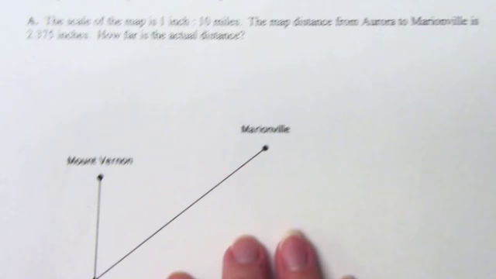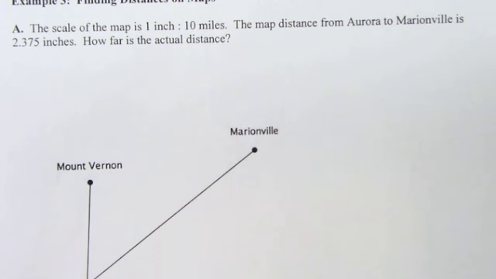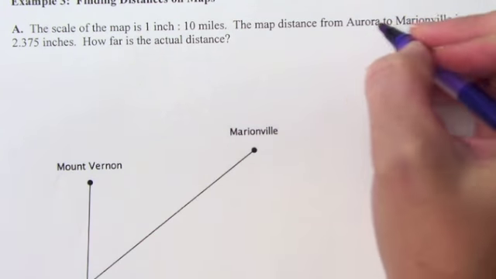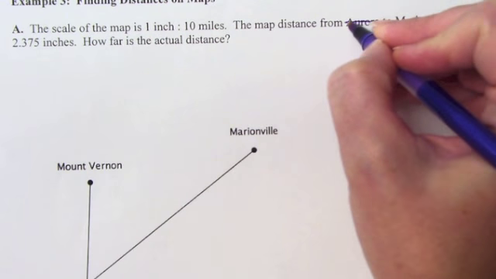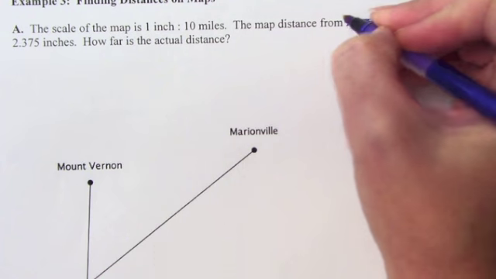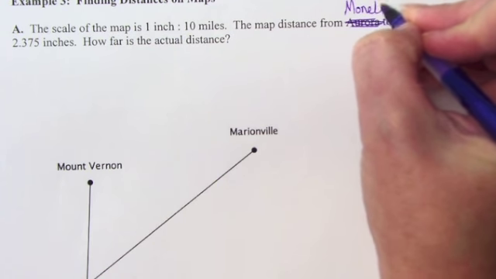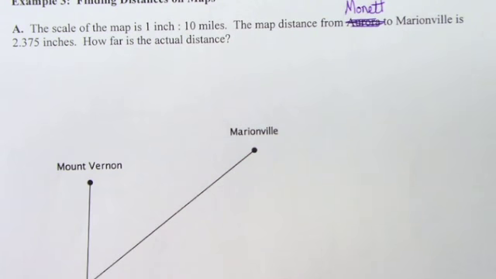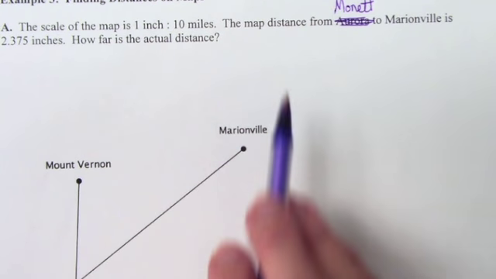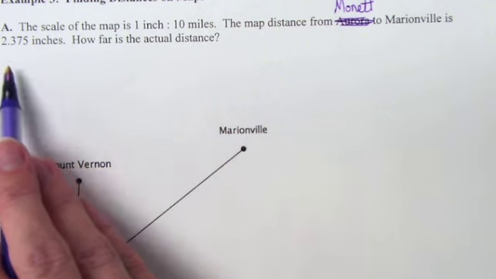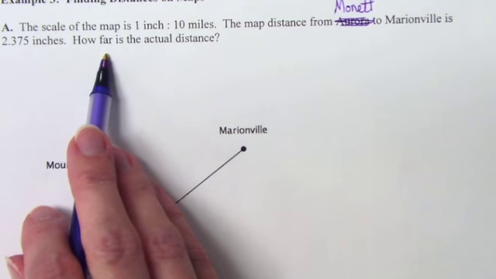Okay, let's go on to example 3. All right, there's a map here. The scale of this map is 1 inch for every 10 miles. The map distance, okay, here's a mistake. I remember this mistake from last year, and I failed to correct it. This should not say Aurora. That should say Monette. Aurora is not even on this map. So the map distance from Monette to Marionville is 2.375 inches. How far is the actual distance?